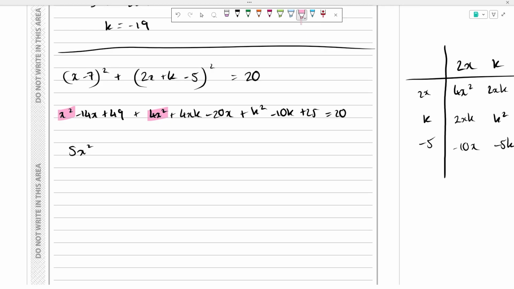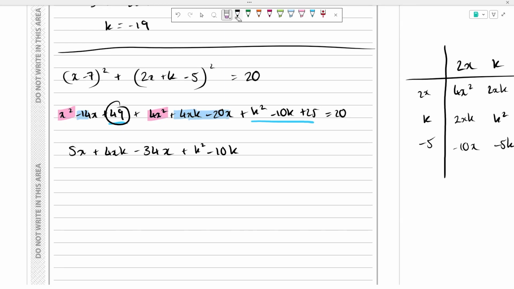Let's combine all the x's together. Let's do that in blue. So this is going to be plus 4xk minus 34x. I'll leave it like that for now. And then we're going to combine all our constants as well. I'm also going to bring this 20 to the left hand side. So this is going to be plus k squared minus 10k. I have 25 and 49.